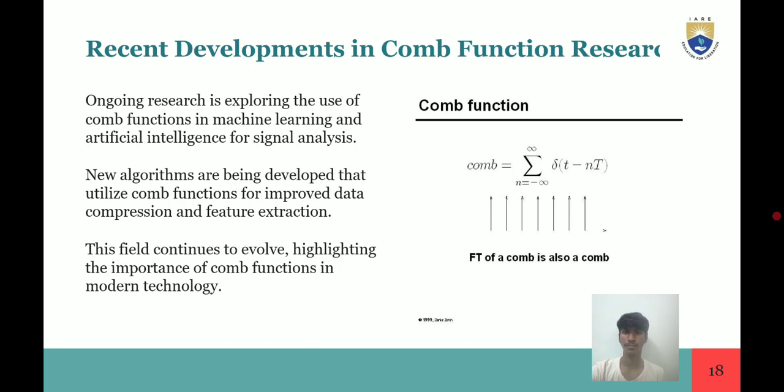Recent developments in comb function research. Ongoing research is exploring the use of comb functions in machine learning and artificial intelligence for signal analysis. New algorithms are being developed that utilize comb functions for improved data compression and feature extraction. This field continues to evolve, highlighting the importance of comb functions in modern technology.